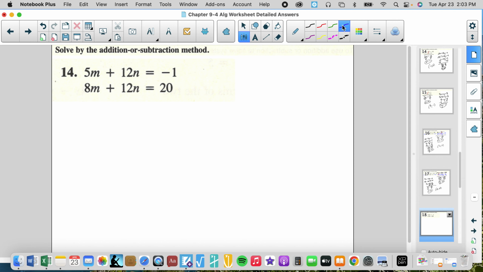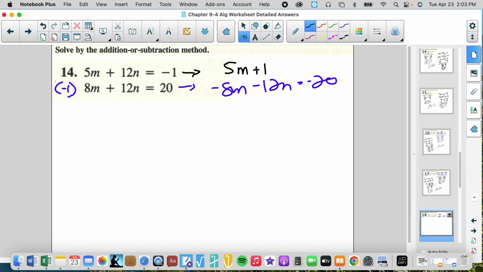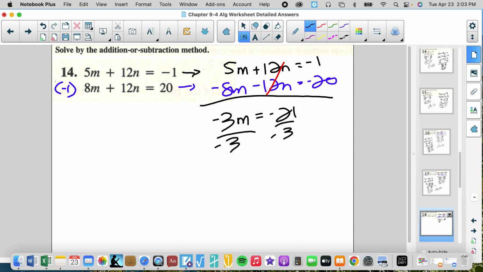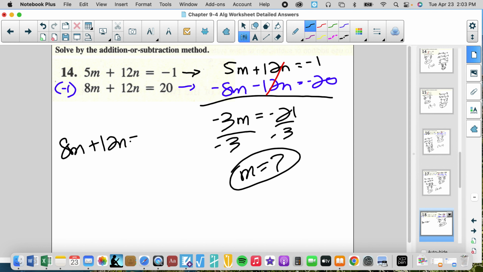These don't cancel. I'm going to multiply by -1. I could try to get rid of the m's, but keep it simple. Let's not overcomplicate things. Let's multiply by -1. That is going to be your easiest equivalent equation. The n's cancel. You're left with -3m equals -21. m equals 7.